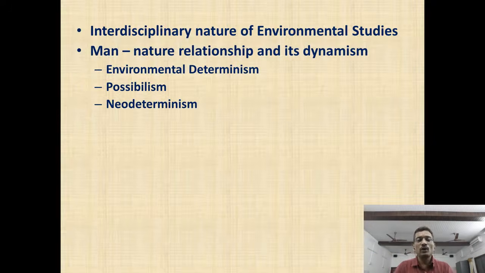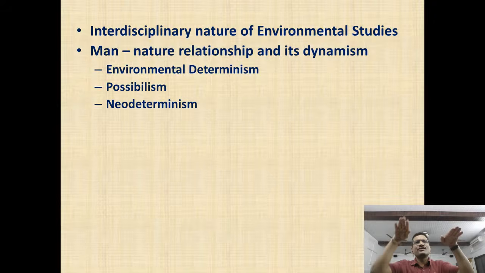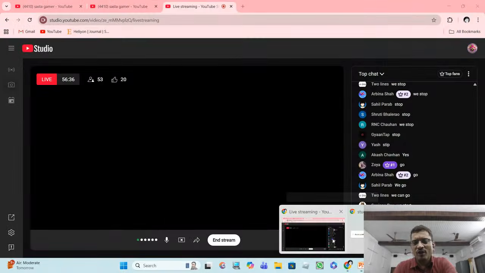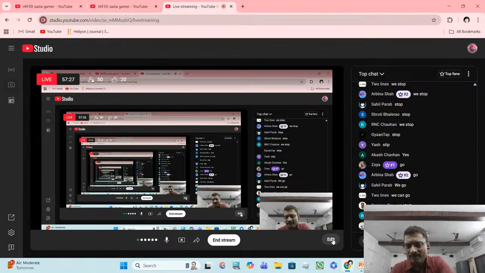economic development. So economic development and environmental sustainability should go hand in hand if we use the approach of neo-determinism. Neo-determinism is also called stop and go determinism. I hope you have understood what is meant by stop and go determinism. Agreed?